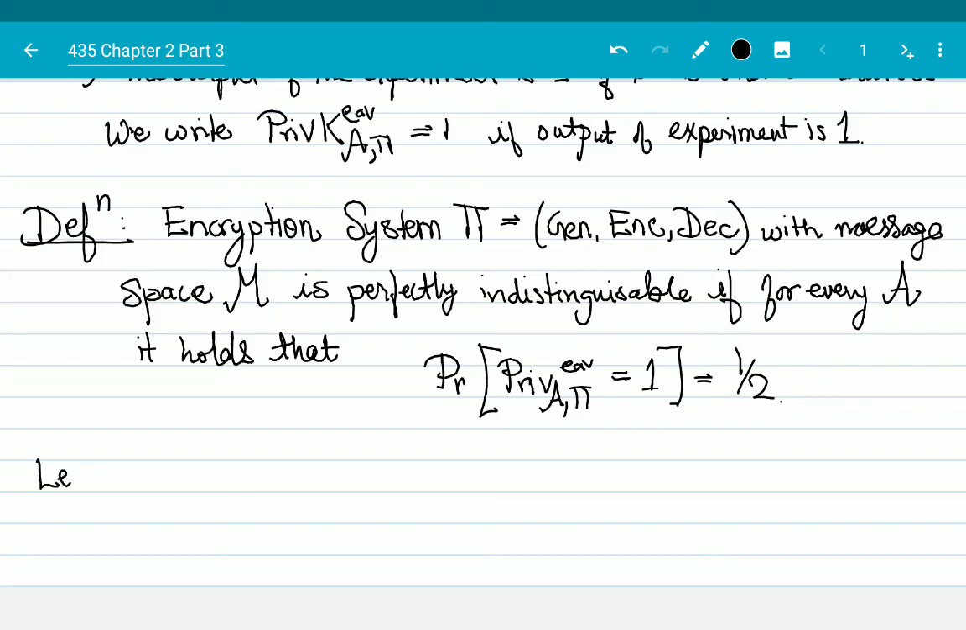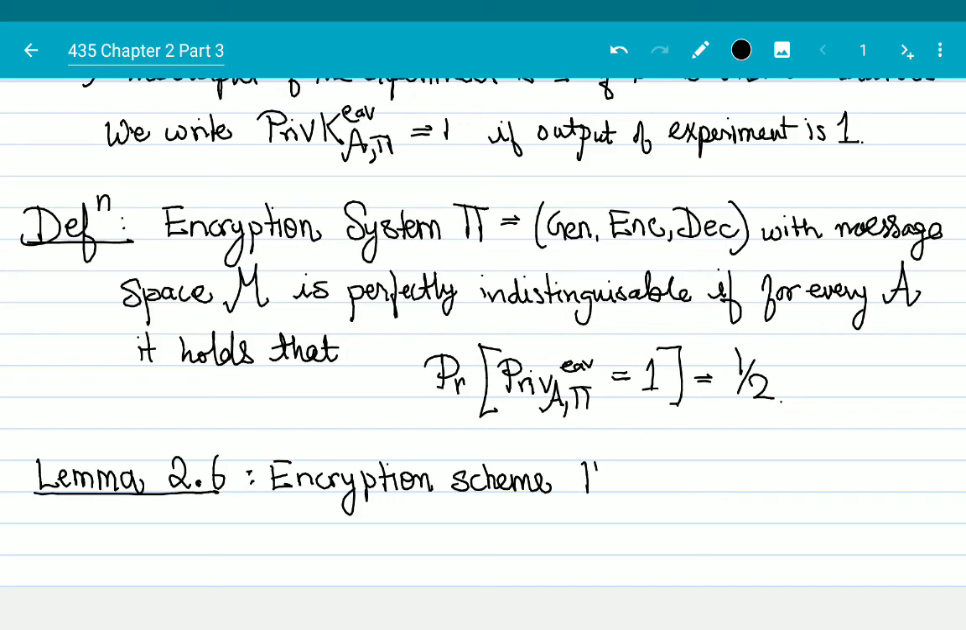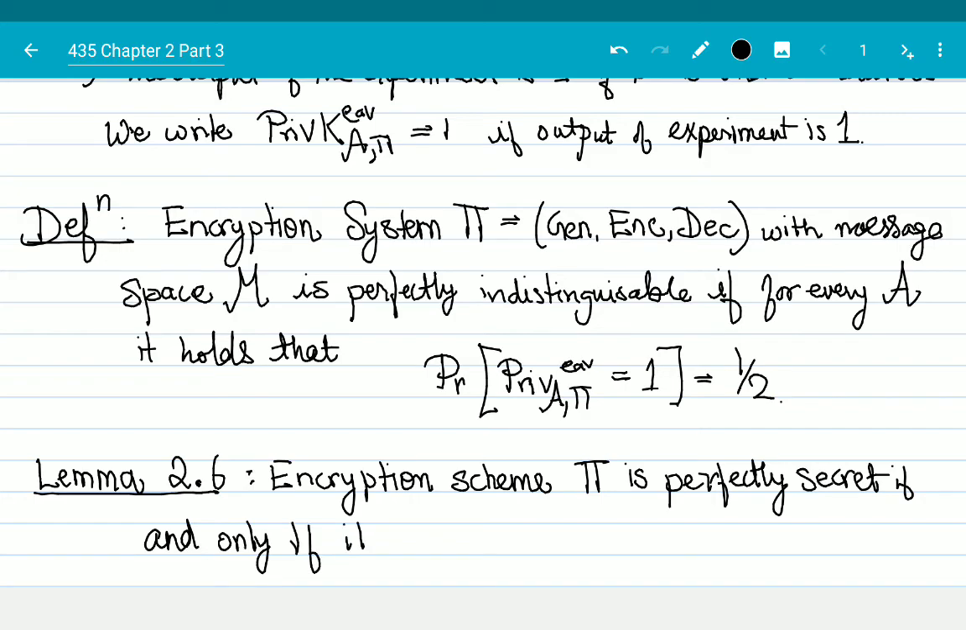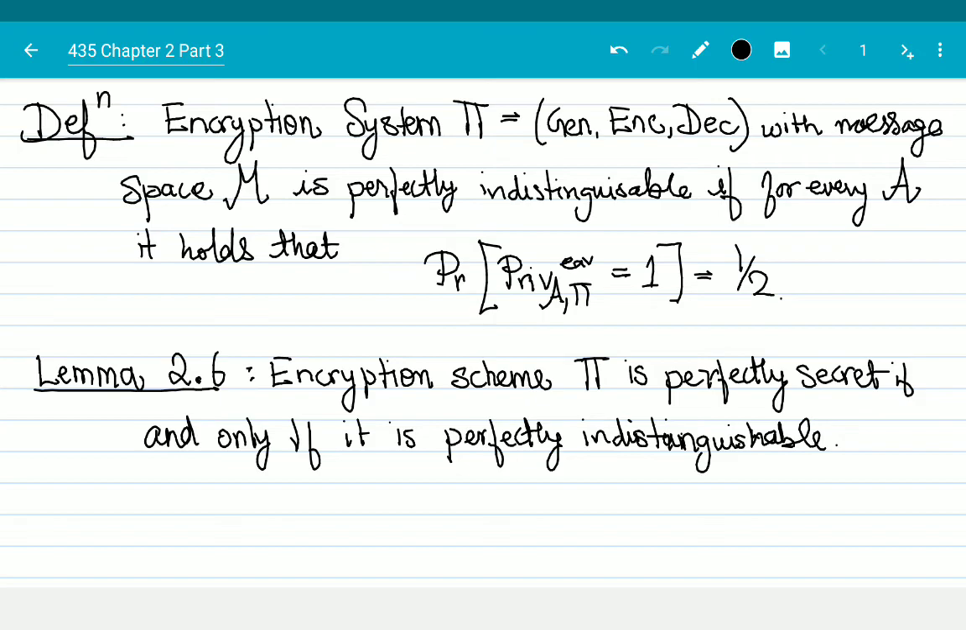Okay, and then Lemma 2.6: an encryption scheme pi is perfectly secret if and only if it is perfectly indistinguishable. That's a long word. Okay, proof.